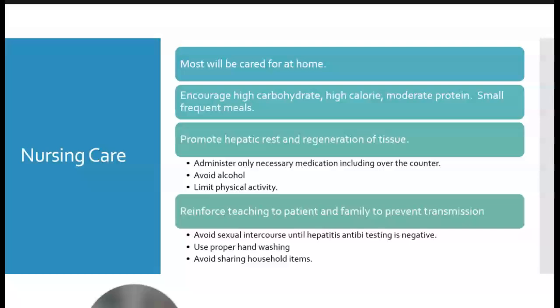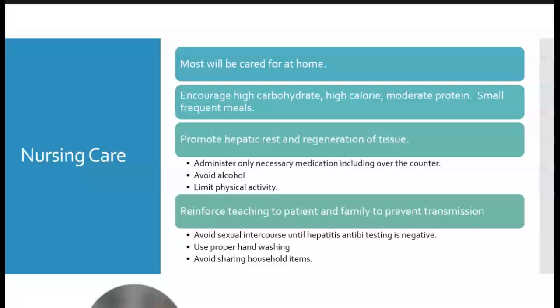Okay, so what are we going to do as nurses? Most of these patients are going to be cared for at home. The initial acute will be at the hospital, maybe diagnosis will be at the hospital, but then they're going to be cared for at home. So we want to make sure we teach these patients they need high carbohydrates because they need lots of quick energy. They're going to need high calorie because their bodies need a lot of things. Their metabolism is going to be very increased to fight off all this infection. They're going to need some protein. We want a moderate amount of protein, and we want to make sure we give them small, frequent meals.